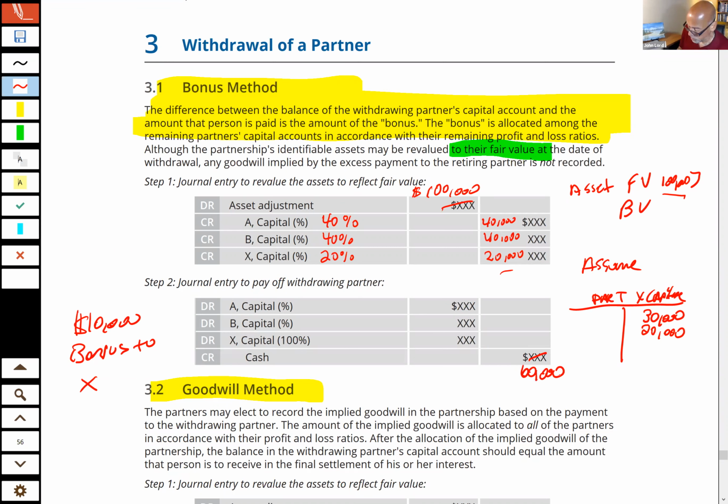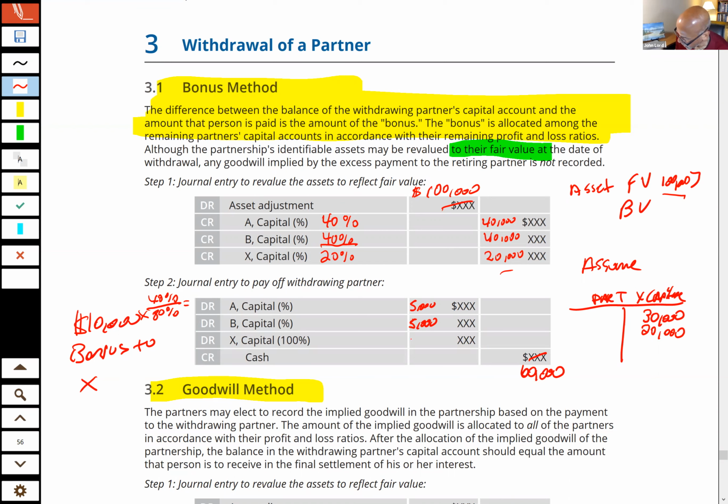Okay. Now, the tricky part that we would do here is of the remaining partners, the partners that are staying, what? 40% divided by 80% is essentially 1/2, isn't it? 40% divided by 80% is 1/2. So if we take that times the 10,000, that means that 5,000 is going to come out of A's capital account. 5,000 is going to come out of B's capital account.